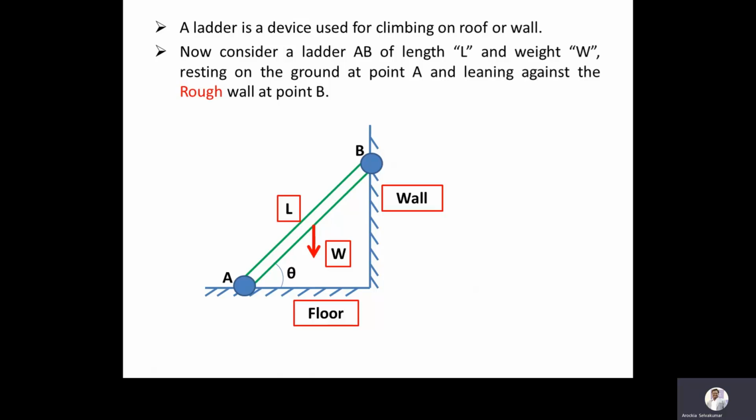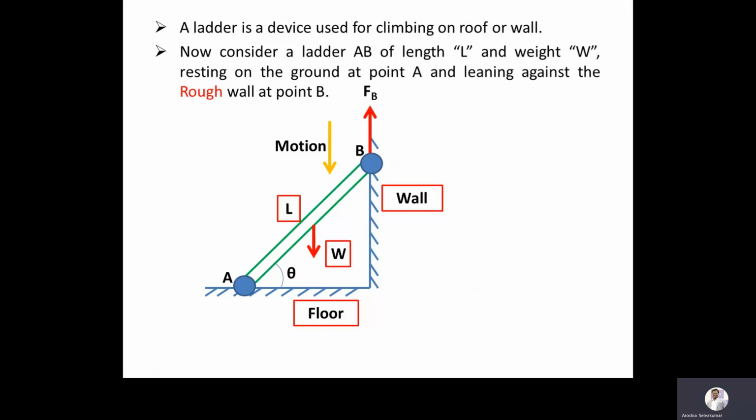So if the weight of the man on the ladder makes the ladder unstable, that is, the ladder is about to slide or slip down, then the motion of the ladder will be downward. When the ladder is slipping down, at point B the frictional force will act up. This we are denoting as the frictional force at point B.